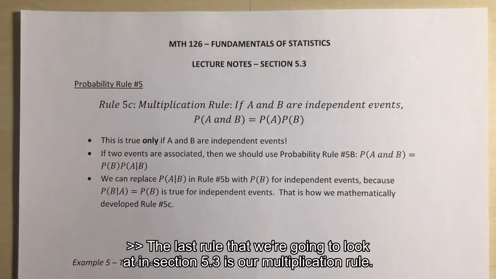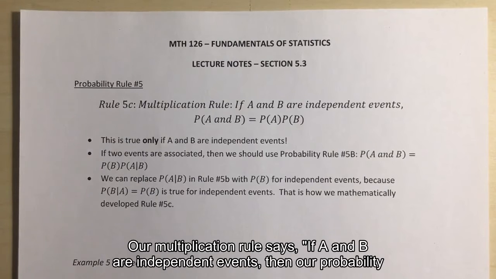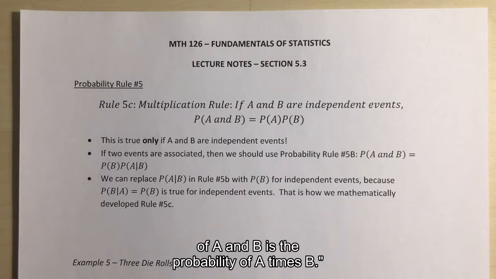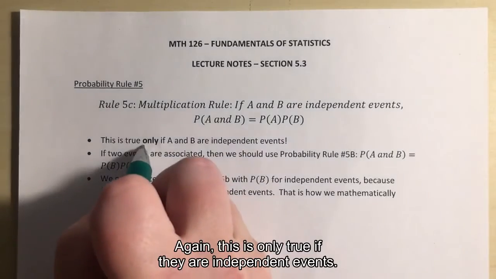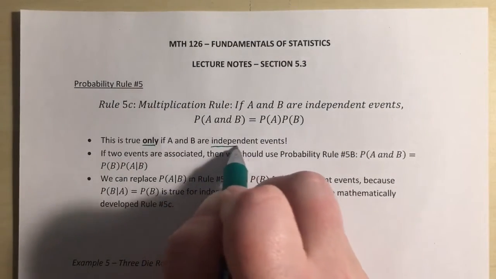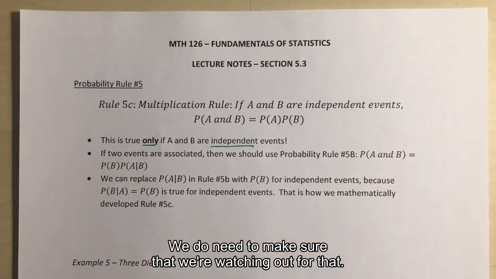All right, the last rule that we're going to look at in section 5.3 is our multiplication rule. Our multiplication rule says if A and B are independent events, then our probability of A and B is the probability of A times B. Again, this is only true if they are independent events, right? So we do need to make sure that we're watching out for that.